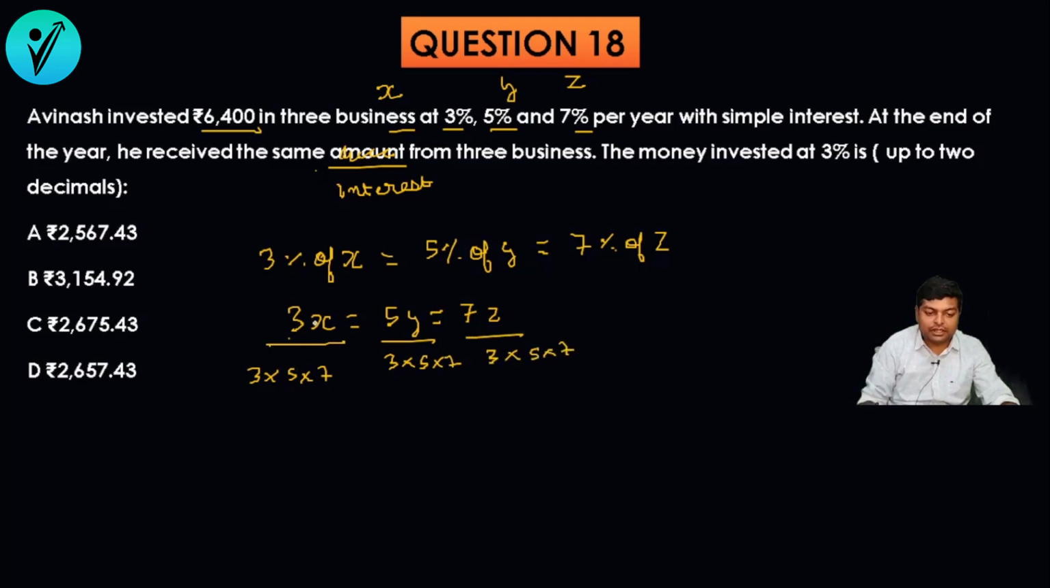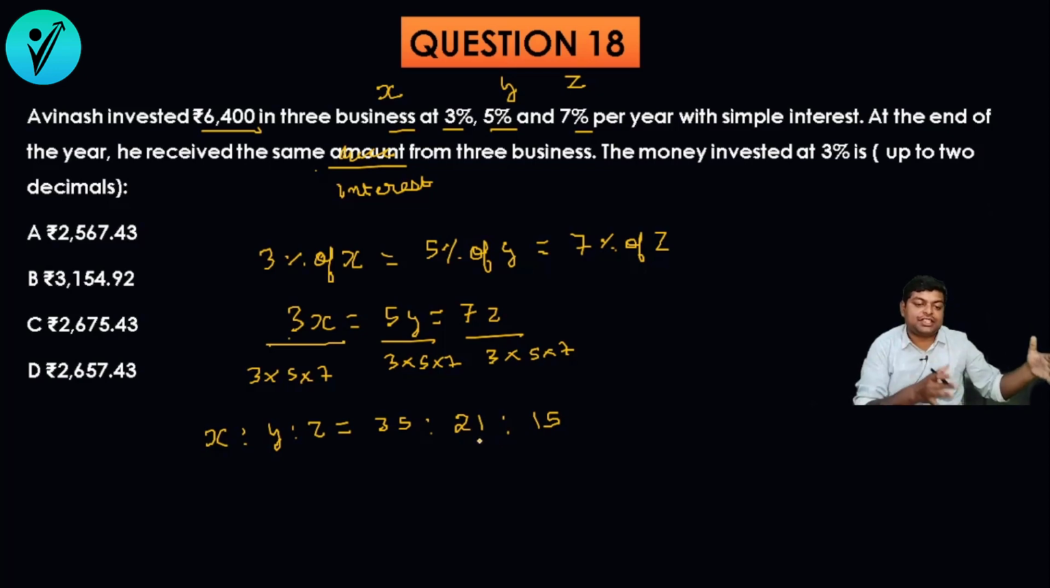Now whatever you are left with, the ratio of x is to y is to z will be what? 3 will get cancelled, so 7 fives are 35, is to 7 into 3 is 21, is to 5 into 3 is 15. So the ratio of x is to y is to z, as per the question, is 35 is to 21 is to 15.